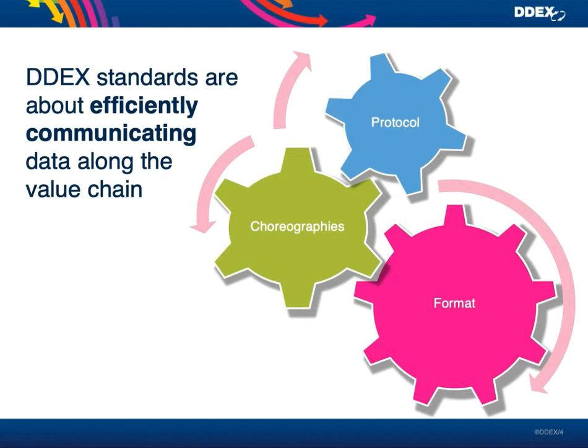The other element is what we call choreographies, which is effectively a series of triggers that says if company A sends message X to company B, then company B is expected to send something in return. Obviously, that's a very simple example, but sometimes these things can get much more complex.